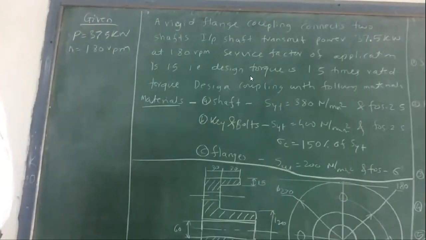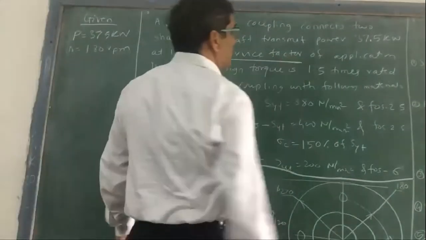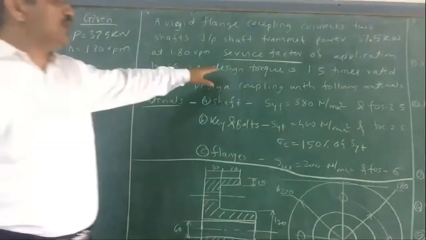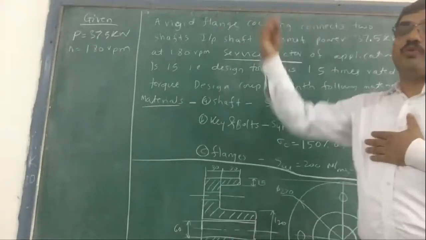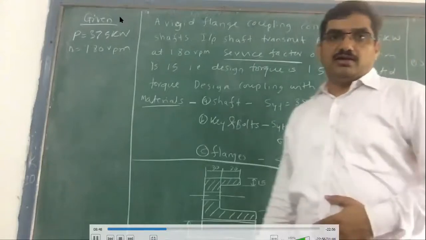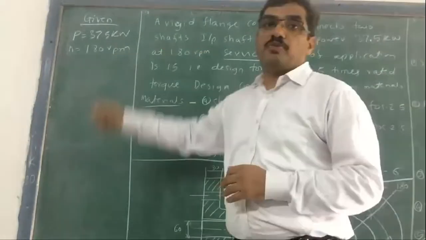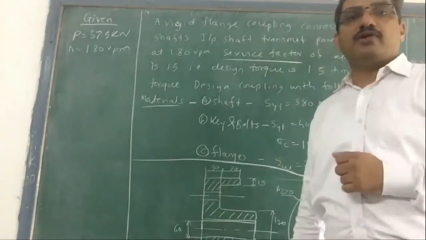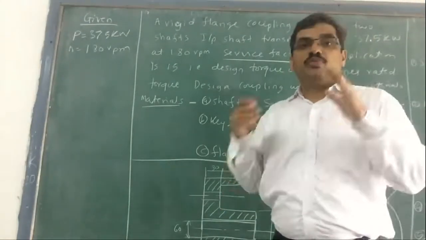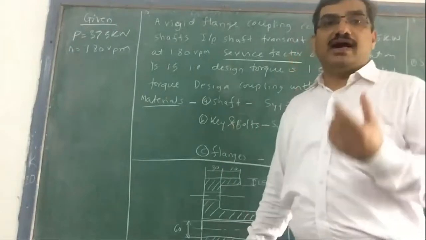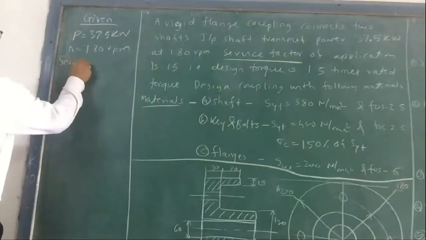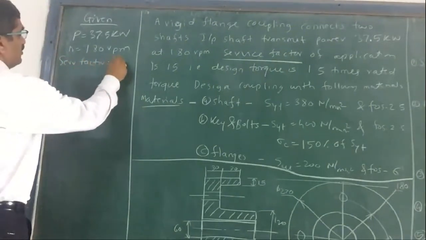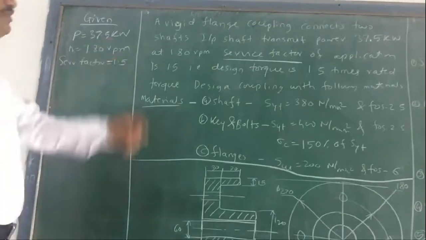Now we have the service factor of the application as 1.5. This is something new. Service factor means that the design torque is 1.5 times the rated torque. So whatever torque we get, we have to take 1.5 times that torque for the design, right? From the power equation, we will get some torque, multiplied by that 1.5 for your design, so that your design is more safe. The diameter will be larger and your design will be more safe. So we have to use the service factor of 1.5. We will use that in the power equation, the T equation.